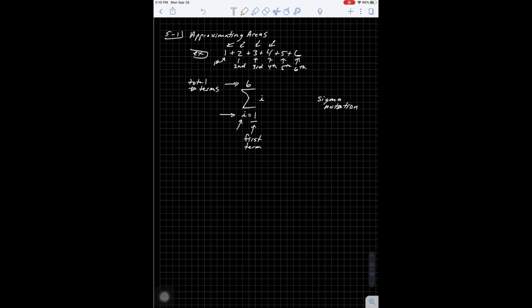And this right here is kind of like a function that you're plugging these numbers into. If I started plugging in these numbers, I would say, okay, the first term I'm going to plug 1 into i, and I get 1. The second term I'm going to plug 2 into i, and I get 2. The third term, you get the idea. And how far do I go? Well, I go all the way up to 6.